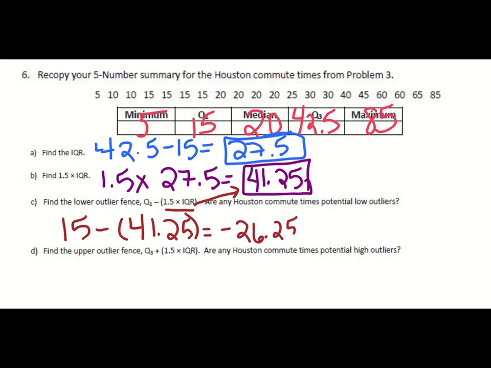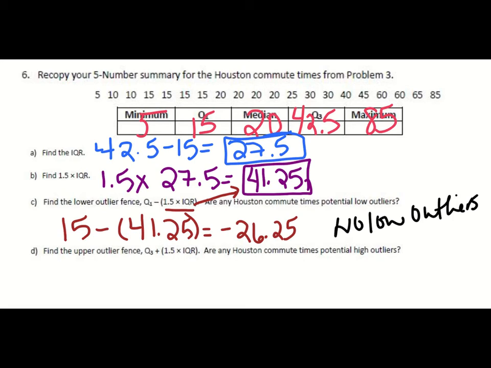And they want to know, are there any Houston commute times that are potential low outliers? So I need to see if any of these numbers are below negative 26.25. And my lowest number is 5. So there's nothing below negative 26.25. So there's no low outliers. So that's it for that one.